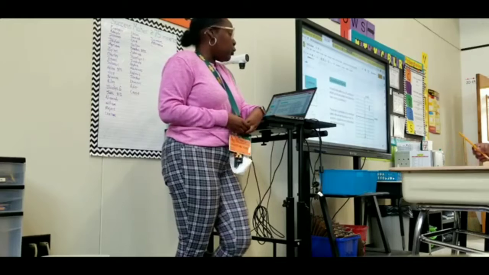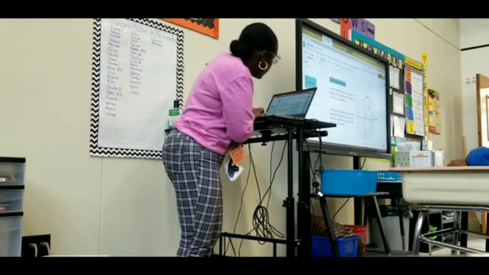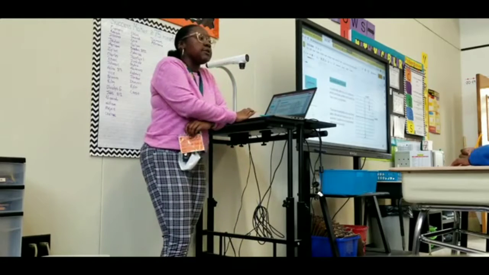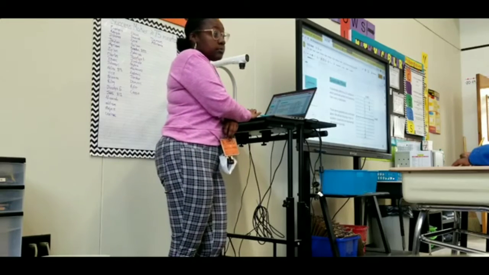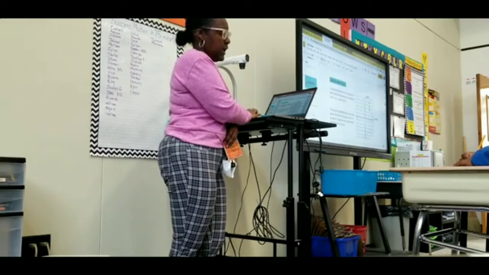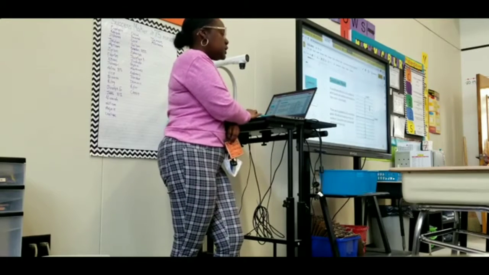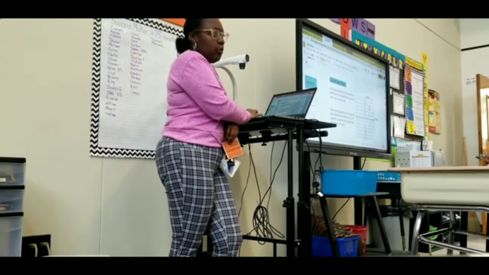There are 4 quadrants on the coordinate plane. We're going to be focusing on this first quadrant right here. Quadrants are represented by Roman numerals. We talked about it yesterday. So this looks like an I. This is Roman numeral 1.